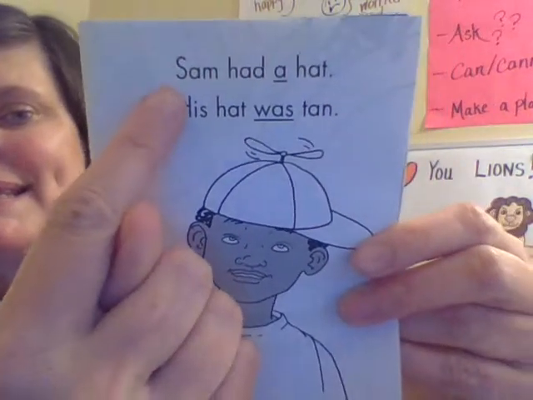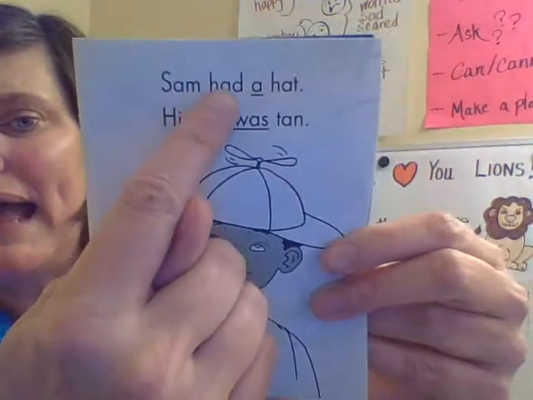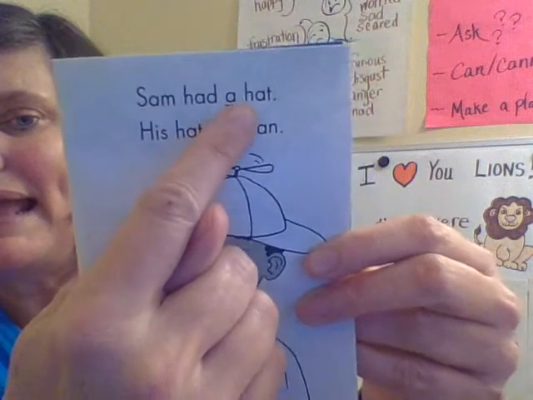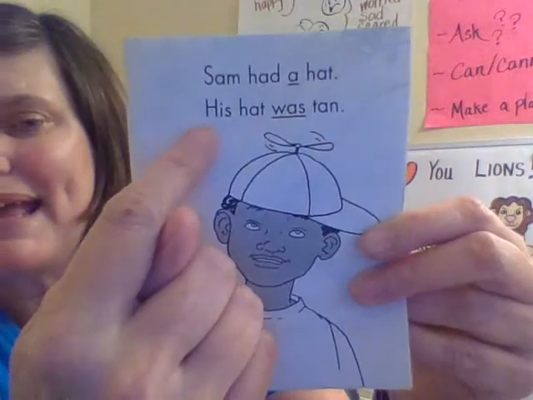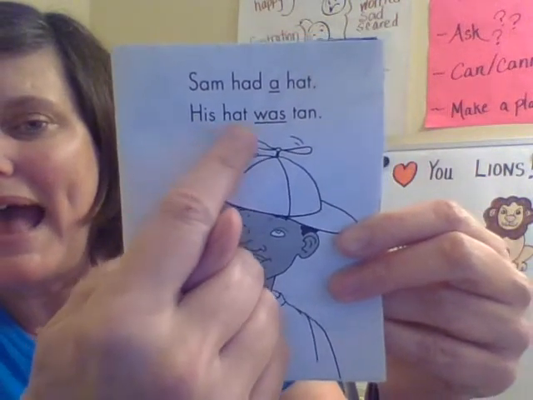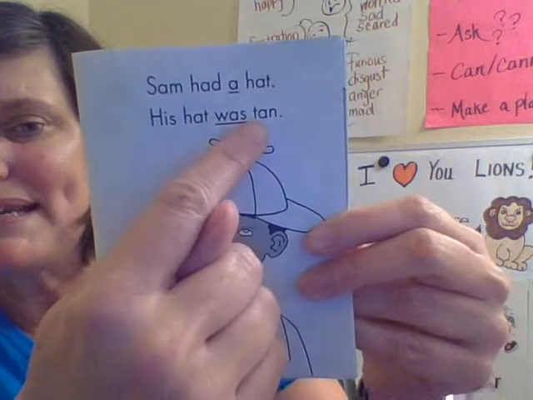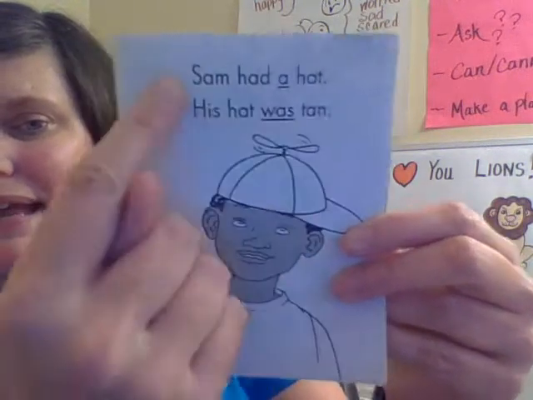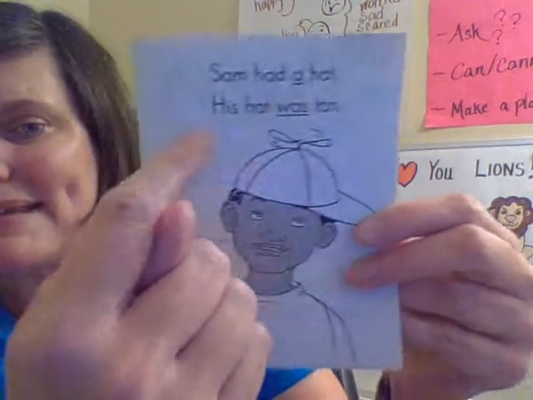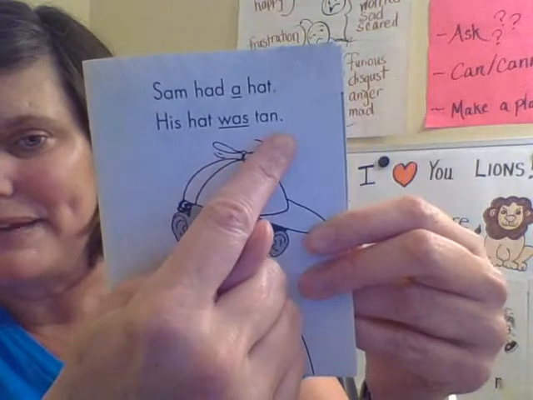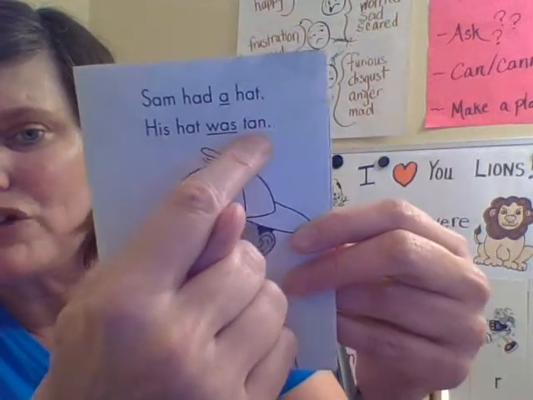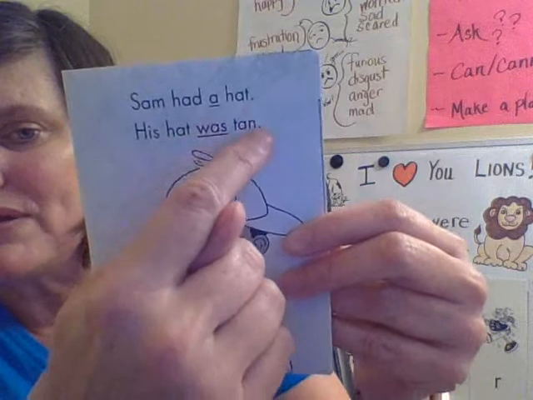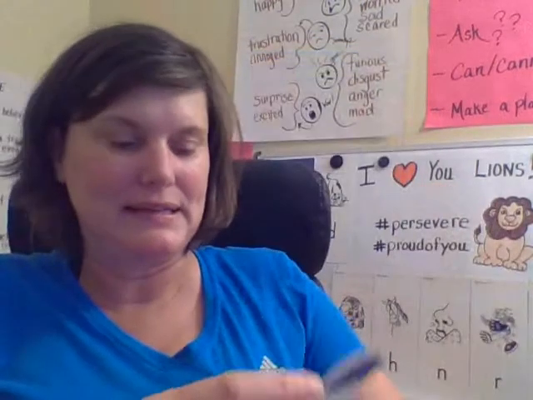Okay. Sam had a hat. His hat was tan. Tan. Sam had a hat. His hat was tan. Notice the ending punctuation. We have periods at the end of our sentences, the end of our thoughts. Make sure you use ending punctuation in your own writing.